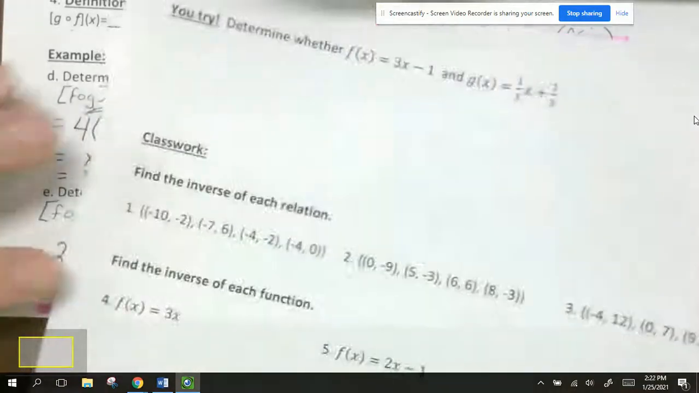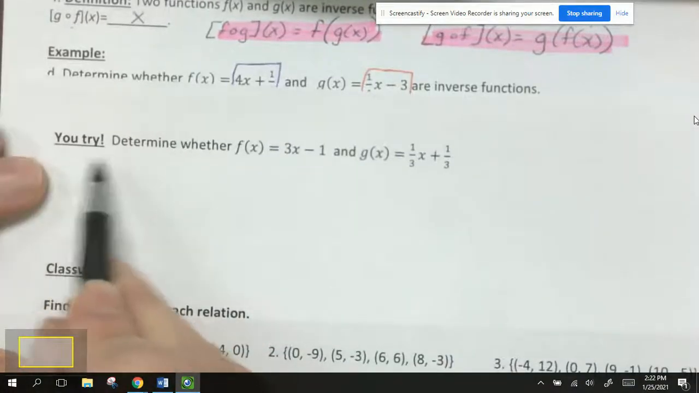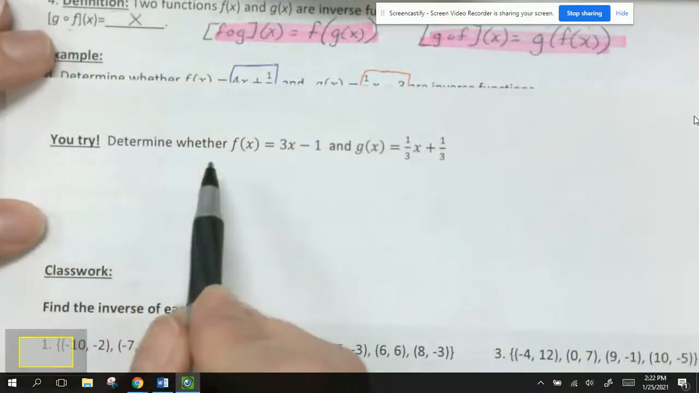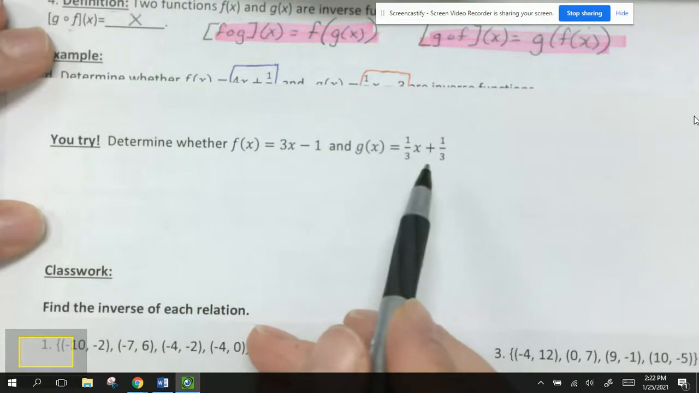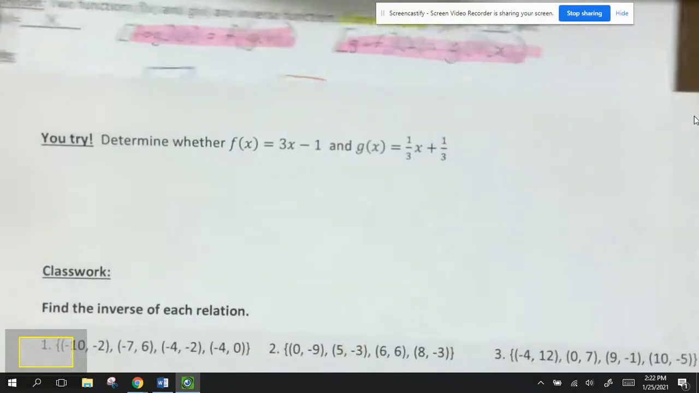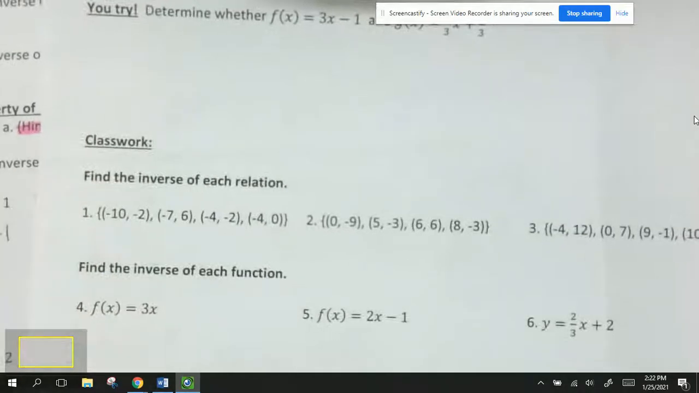I would like for you to pause the video and try this try problem. Determine whether f(x) = 3x - 1 and g(x) = 1/3 x + 1/3 are inverse functions. You try that one, pause the video, and then I'll come back and work it.